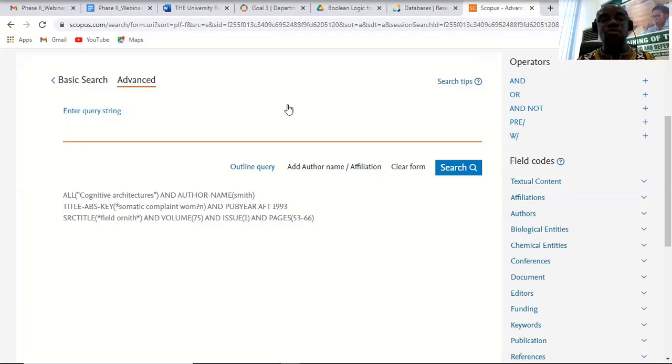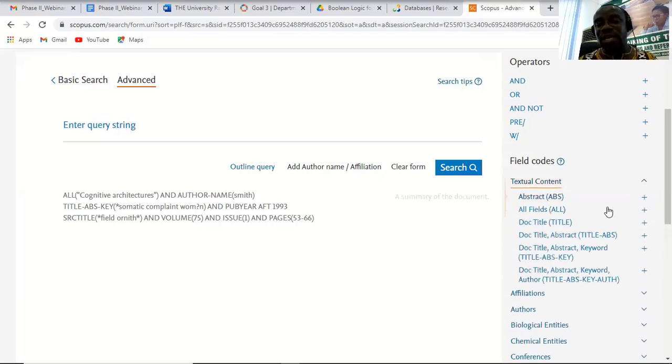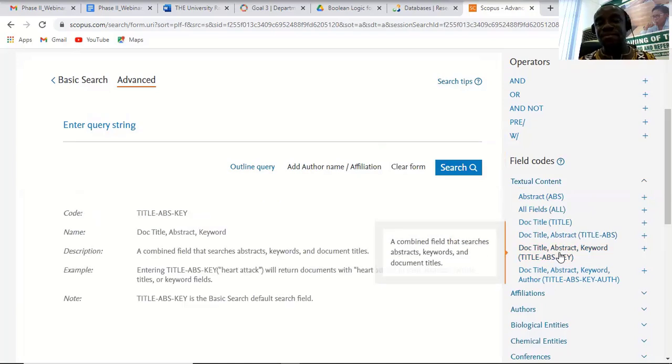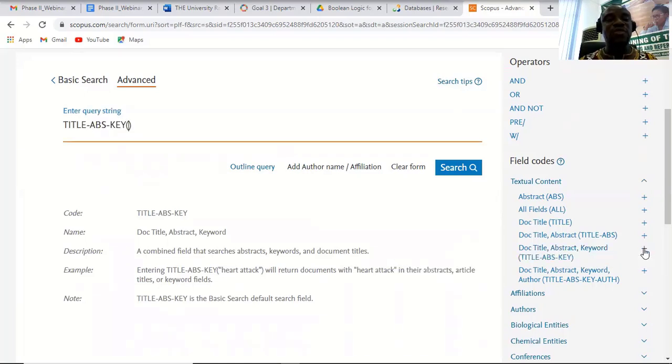So I simply go for textual content. I want to search the document abstract, title, and then keyword. So I'm picking this, and I use the plus sign here to activate it in the search string. Then you see automatically it opens the braces for me. So all I have to type now is maternal or reproductive health first, right? So reproduct.